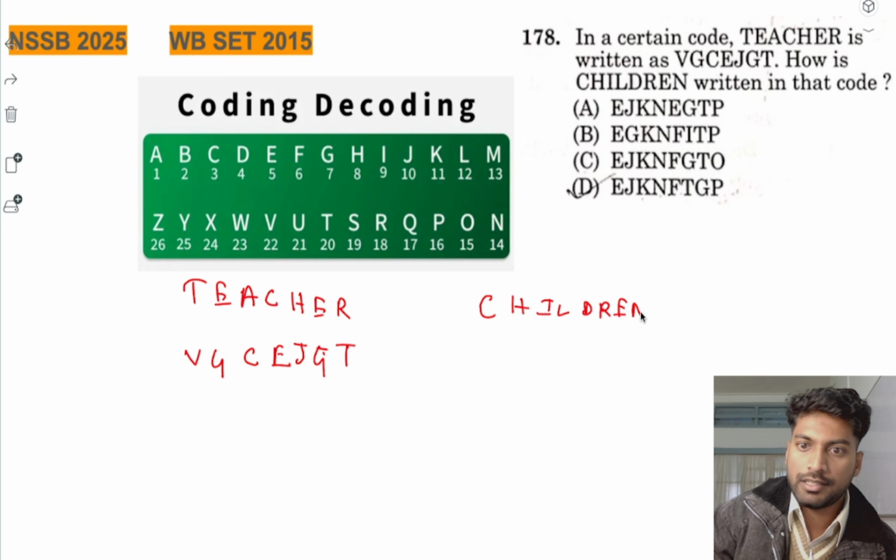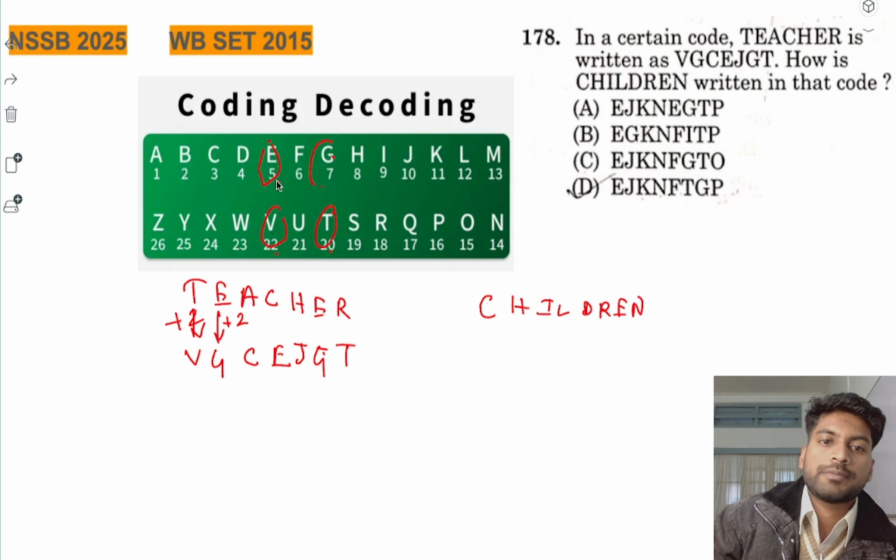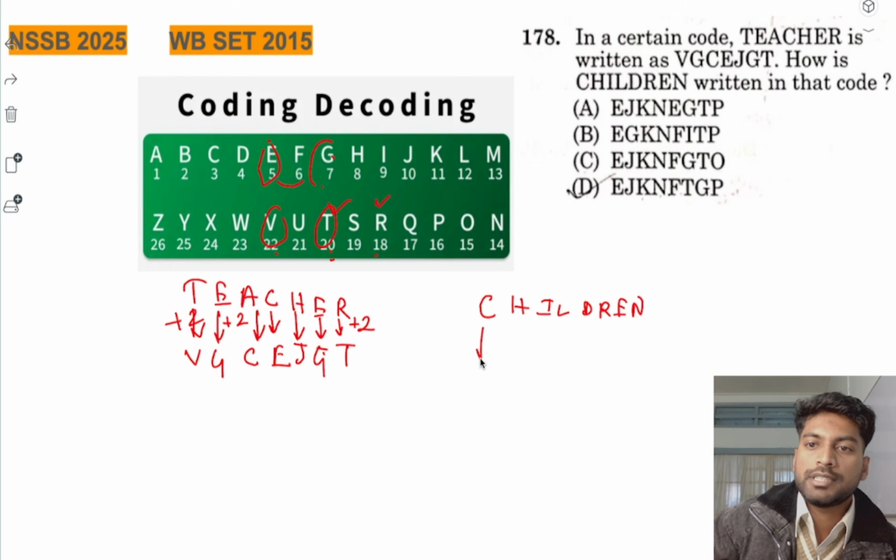ओके सी देखो T became V. How? T यहाँ पे था and it became V. It means 20 became 22, it is just plus 2. So everything is plus 2. देखो E became G. E is here and G is there. So 5 became 7. So it's plus 2. So all of these are plus 2. You can check H became J, plus 2. R became T. देखो R is here and T is here. 18 became 20. So it's plus 2. So the option will be plus 2 only.